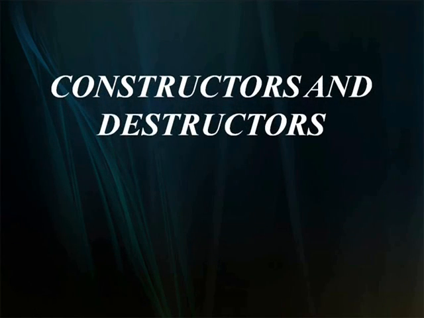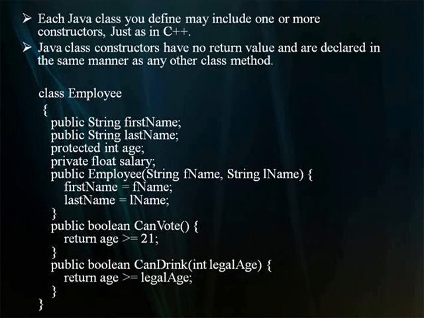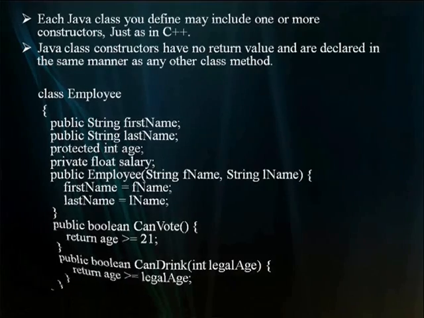Constructors and destructors. Each Java class you define may include one or more constructors. Just as in C++, the constructor is given the same name as the class. Java class constructors have no return value and are declared in the same manner as any other class method. This can be seen in the following example.